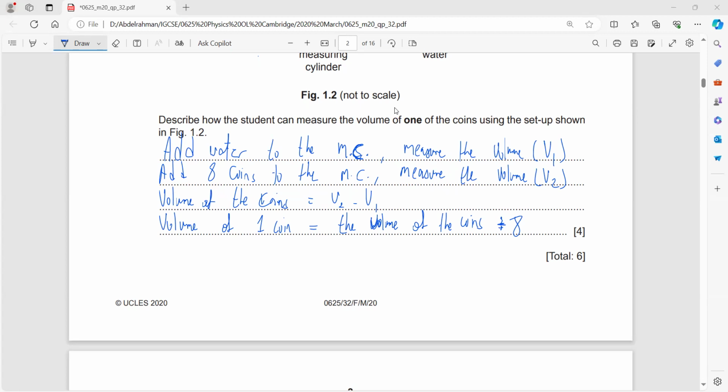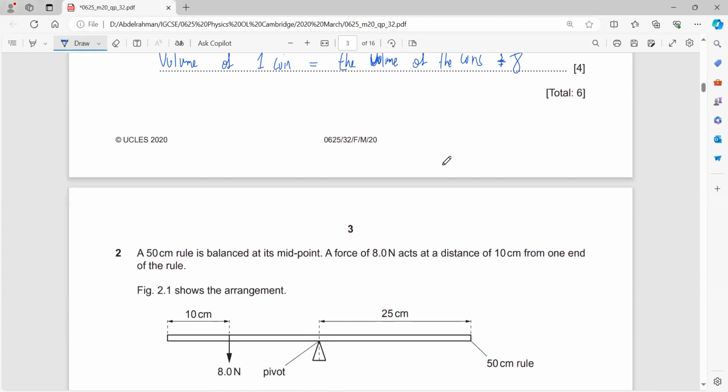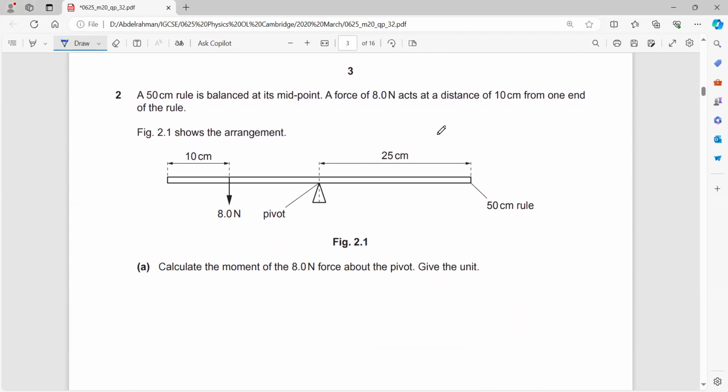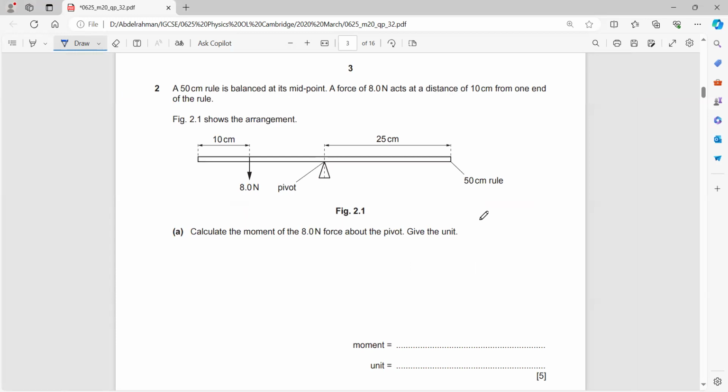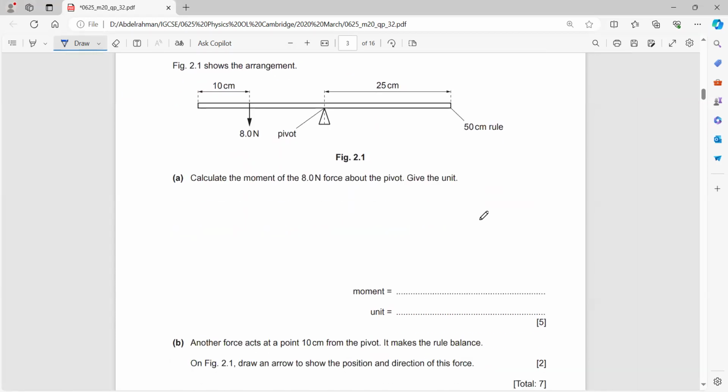Okay. Quite easy. Next question. A 50 centimeter ruler is balanced. An 8 Newton force acts at a distance of 10 centimeters from one end of the ruler. Calculate the moment of the 8 Newton force. How can I calculate the moment? What's the equation?